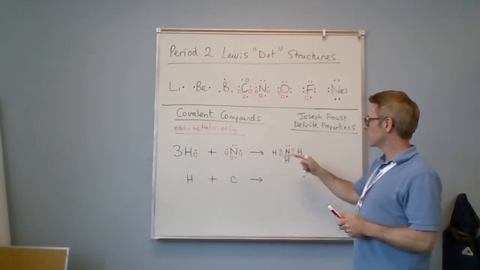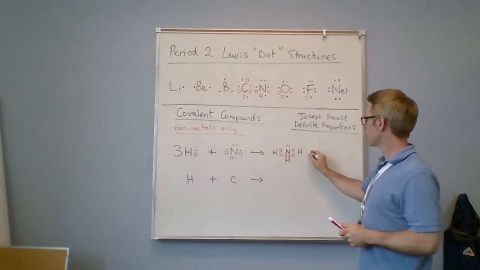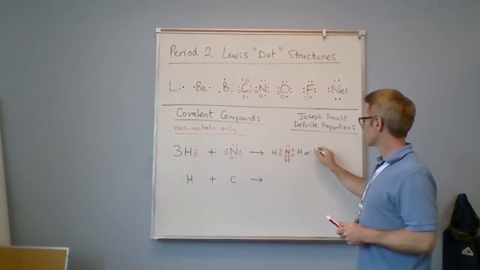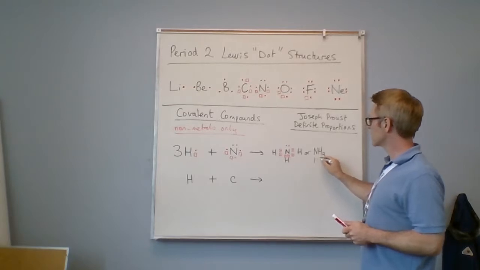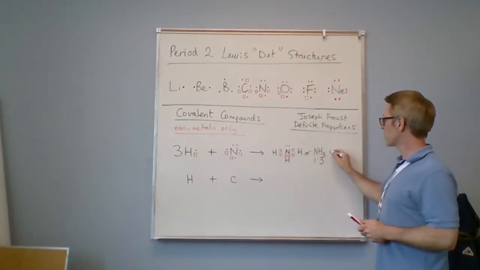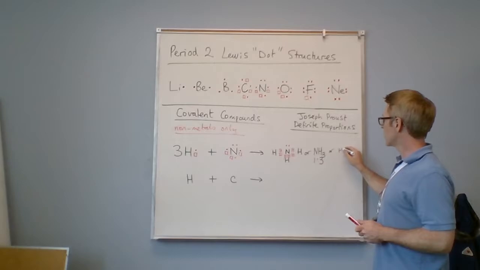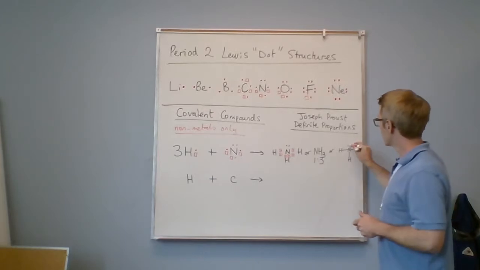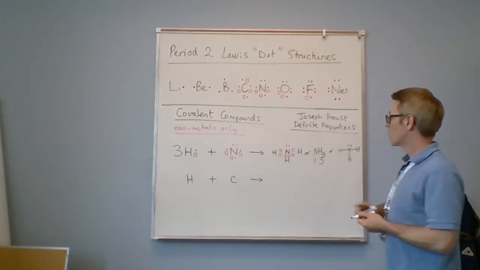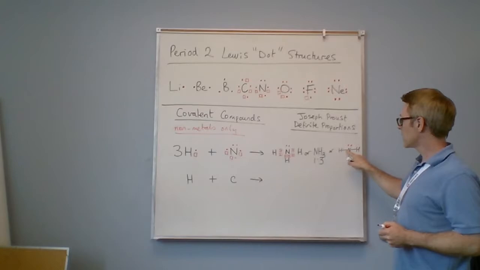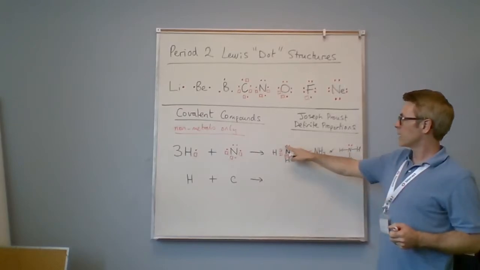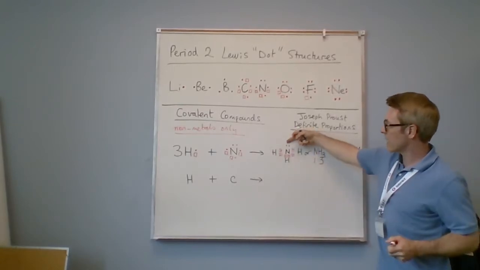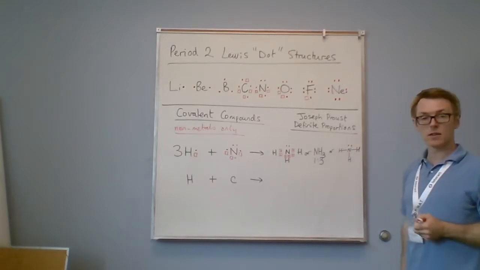We can write these bonding pairs as lines. So I can write NH3 if I like, and I can show my 1 to 3 Joseph Proust definite proportion, or I can have my 3 bonds like this. Where bonding electrons become a line or a covalent bond, and my lone pair electrons that don't have an atom appear are just left as a lone pair.